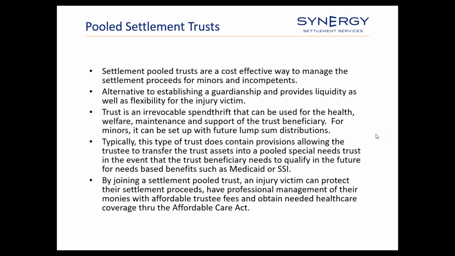Typically, a settlement trust like that would allow the trustee to make a decision to move the assets into a special needs trust in the event that the beneficiary needs to qualify in the future for needs-based benefits. So it can be a pooled management trust that actually transfers into the disability trust if that's required for the underlying beneficiary to be eligible for Medicaid or SSI in the future.